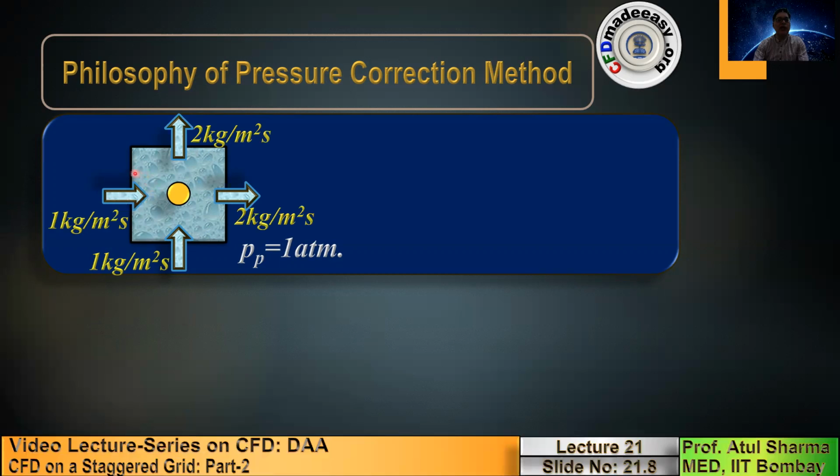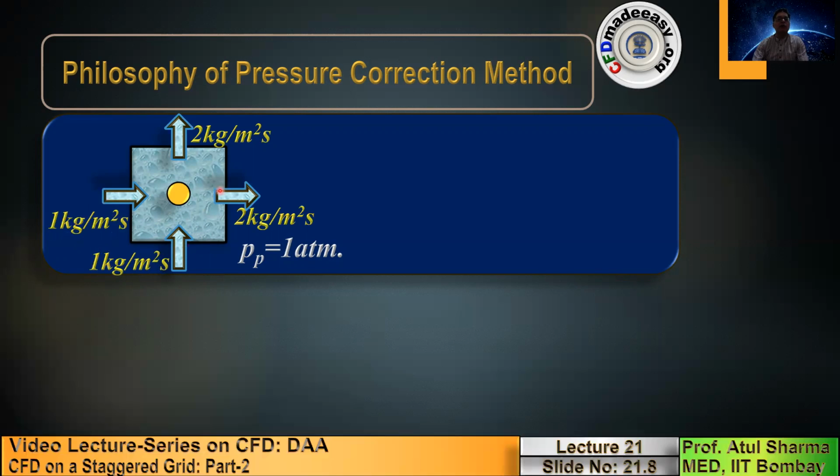So let us suppose in a staggered grid you have UW here. If you apply the x momentum conservation, fully explicit, let us suppose you have obtained UW first, and then you multiply by rho, you get the mass flux entering from the left surface as 1 kg per meter square second. And from the bottom surface, for the v velocity, you have applied y momentum conservation, and you have obtained the predicted mass fluxes as this.